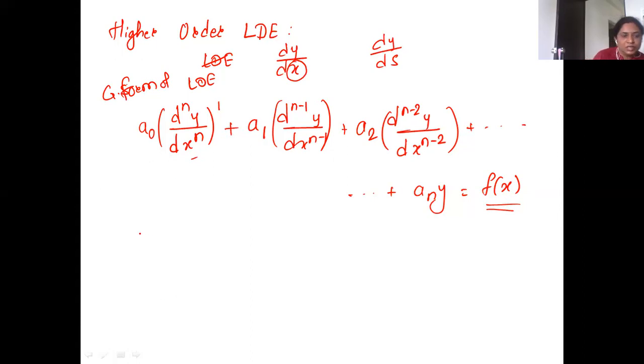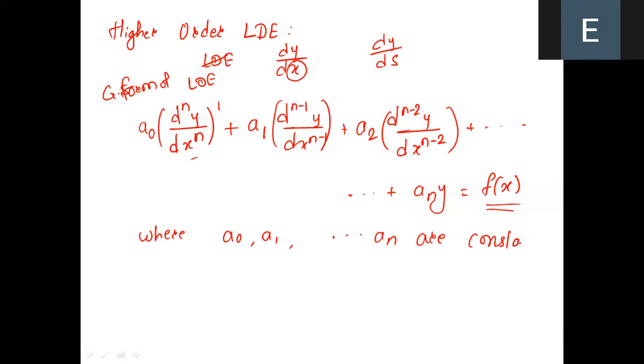Here a naught, a1, and so on up to an are what? I told you, constants. Yes, these are constants. So this is the form, just note it. Okay, now everyone is noting the form with me. If we note this equation, there is always d by dx, its power is n or n minus 1 or something.